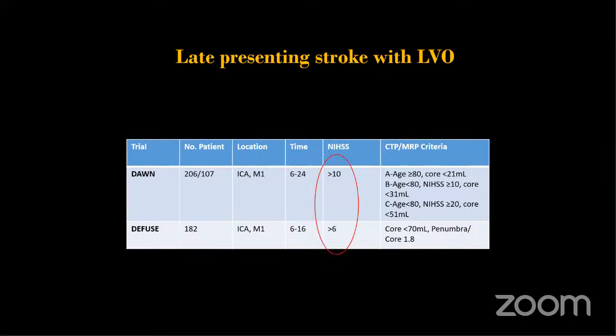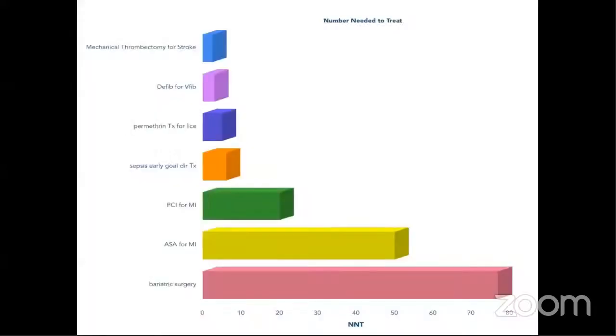For late presenting stroke, in DAWN the minimum was 10 points on the NIH stroke scale, while in DIFFUSE it was 6. The number needed to treat for mechanical thrombectomy for stroke is very significant compared to others: defibrillator for ventricular fibrillation, sepsis early goal directed treatment, PCI for MI, aspirin for MI, and bariatric surgery. So it's a very significant result.